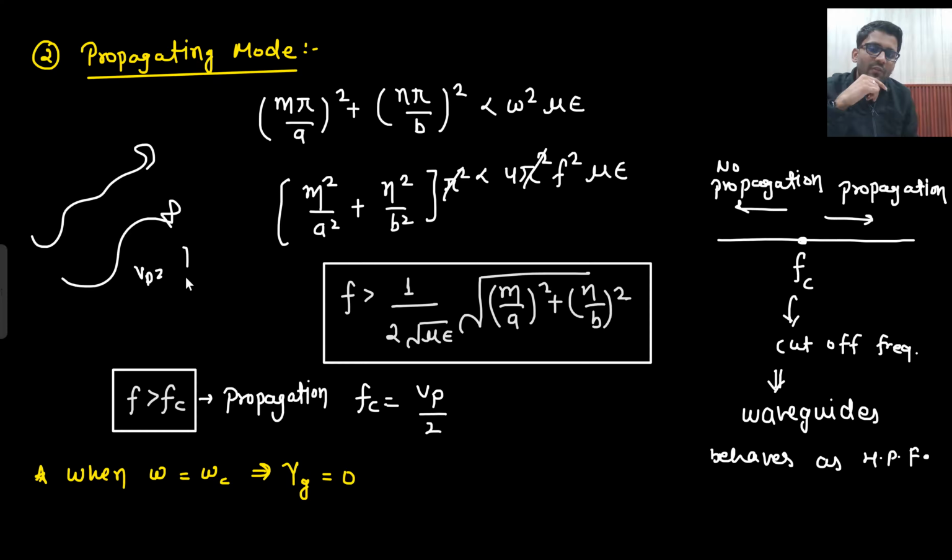What is the formula of Vp? 1 by under root mu epsilon, right? Vp is omega by beta. And what is beta? Beta is omega under root mu epsilon.